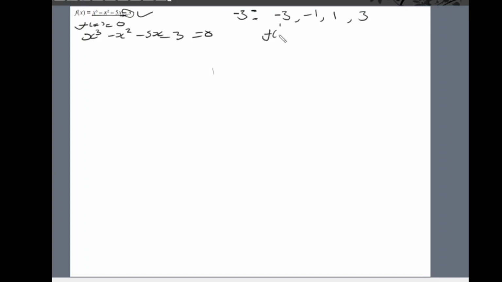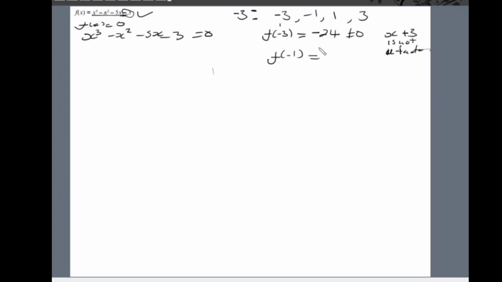get? So if I say f of -3, and then I just substitute -3 where I see x, I'll have, let me check in my calculator, -3 cubed minus -3 squared minus 5 times -3 minus 3, you get -24, right? Which is not equal to 0. So x plus 3 is not a factor. So we proceed to f of -1.